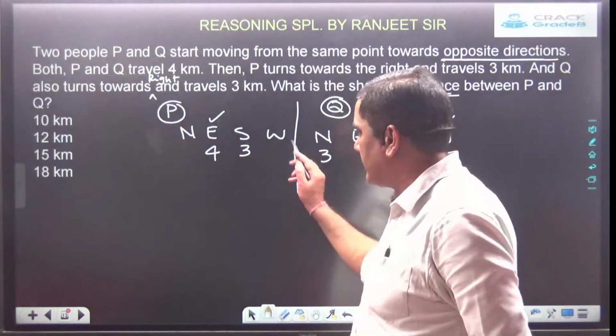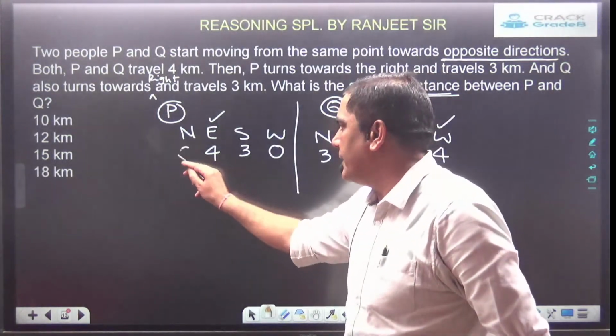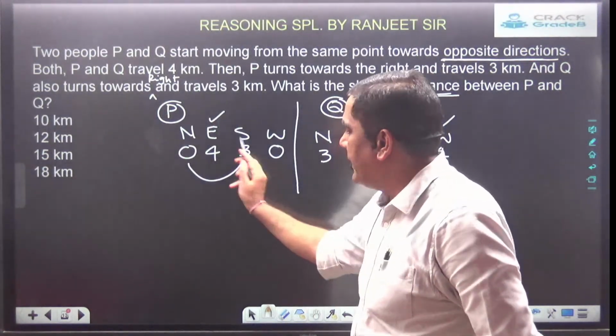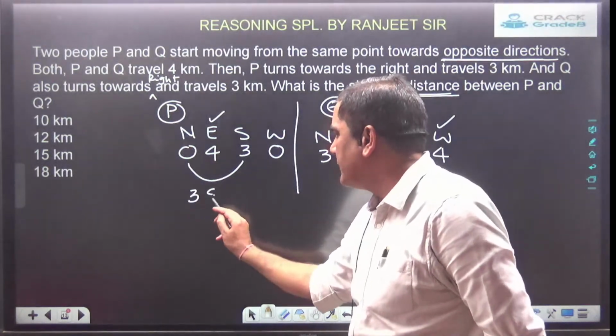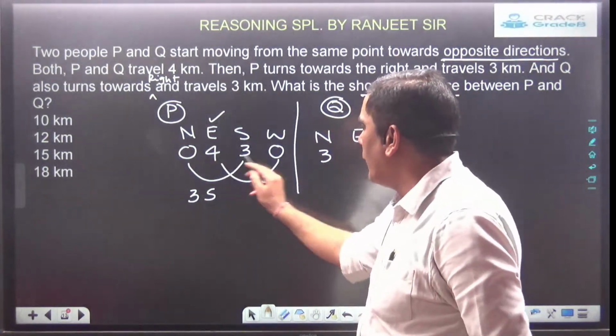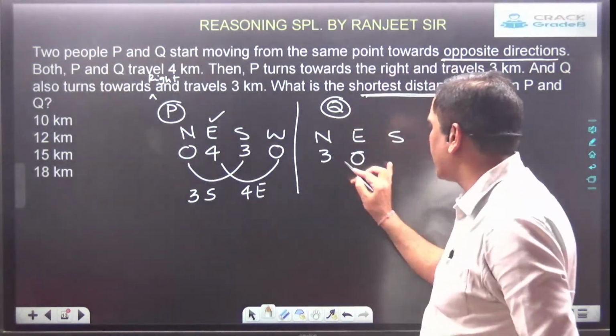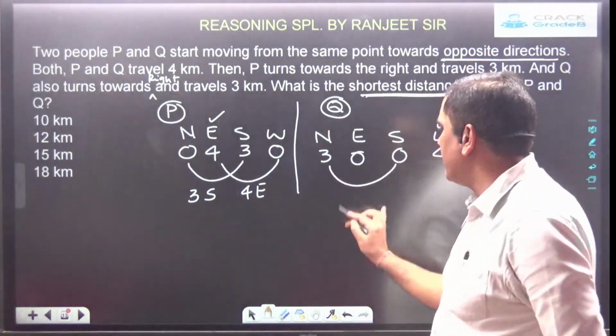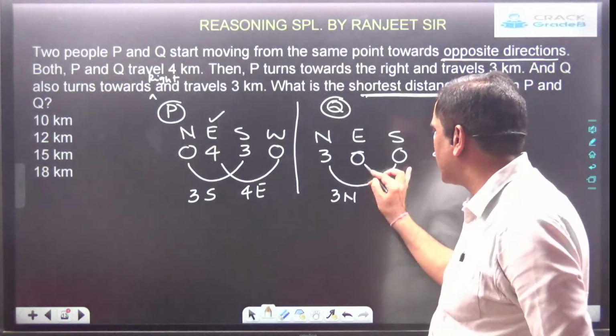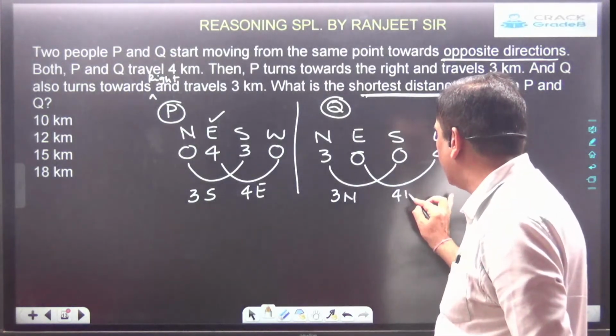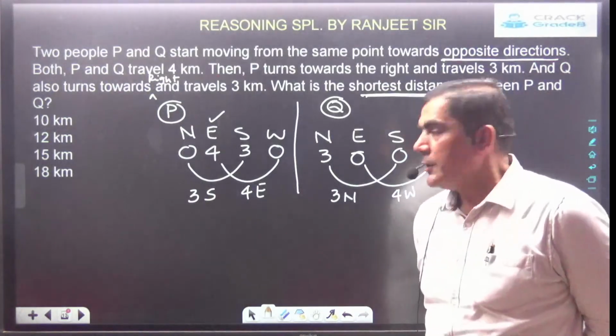Now let's do the calculation for P. Comes up to be what? 3 minus 0 is 3 and this is what? South. This is what? 4 minus 0 is 4 and then east. Let's go for Q. This will be what? 3 and north. And this will be what? 4 and west. Now just see over here.